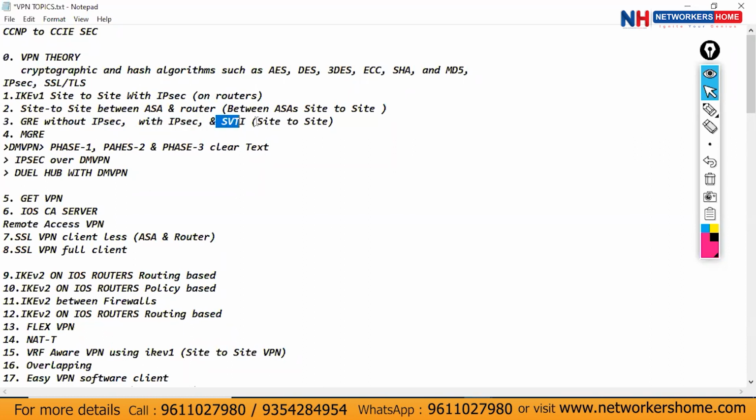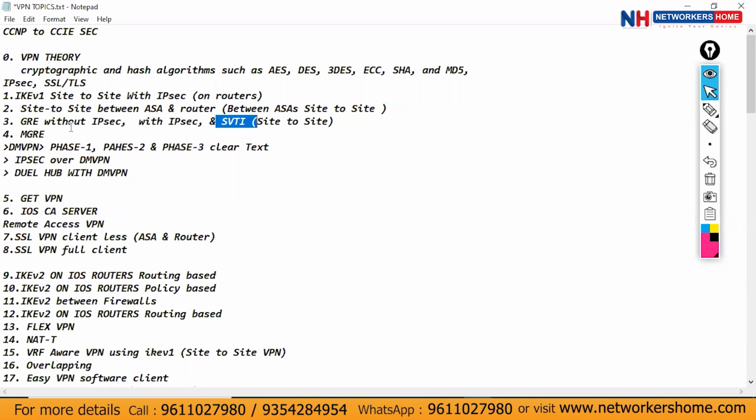So is it possible, in a site-to-site condition, that I can remove one encapsulation, the GRE one, and work with IPsec encapsulation and reduce the packet header? I mean, the packet size will be reduced, right? Yes. So how do I reduce the packet size? For that, you learn SVTI, static virtual tunnel interface. So you'll understand GRE without IPsec, then with IPsec, and then with SVTI.